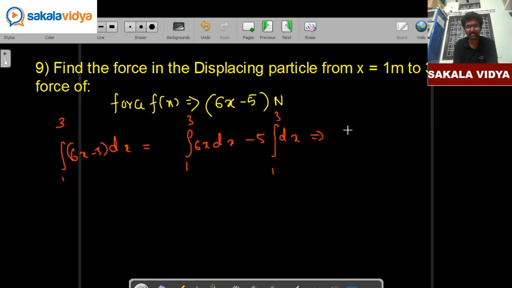Then it becomes 6 times x square by 2 with upper limit 3 and lower limit 1, minus 5 into x with upper limit 3 and lower limit 1. Sorry, it is 1, right? 1.